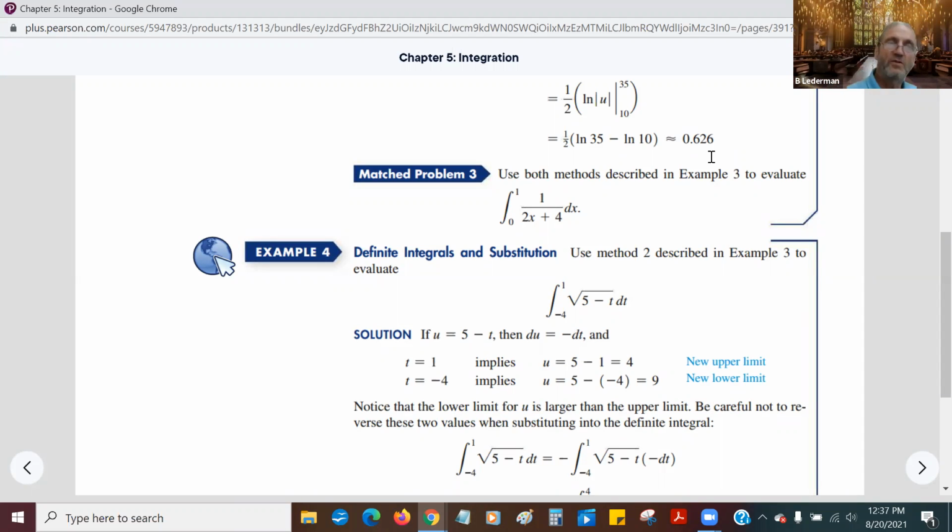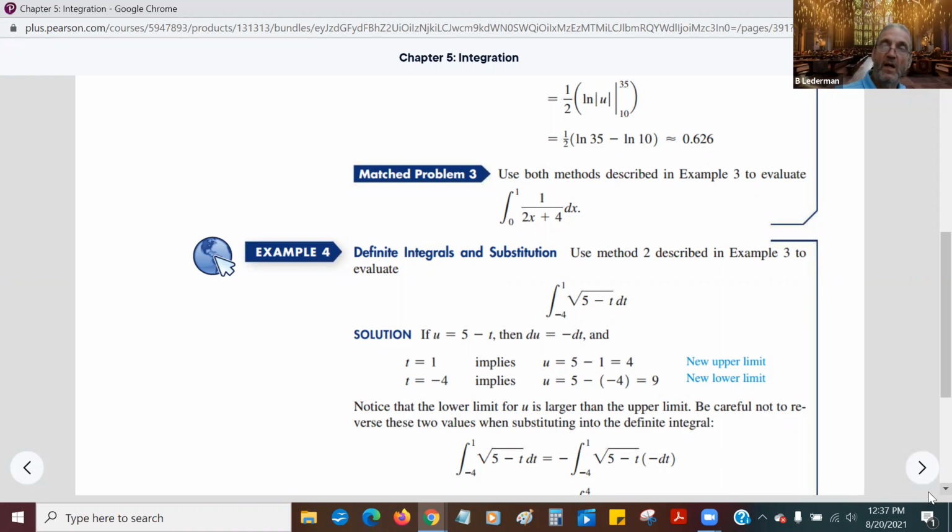Anyways, let's do this next one here. The integral from -4 to 1 of radical 5 minus t dt. Well, I'm going to do again a u substitution. I'm going to let u equal 5 minus t. That's what's inside the square root. du is equal to negative dt, because I'm getting that from this equation here. I just have the negative t. Now, t is going from negative 4 to 1. When t equals 1, then u is equal to 5 minus 1, which is 4. When t is equal to negative 4, u is equal to 5 minus negative 4, which is positive 9.